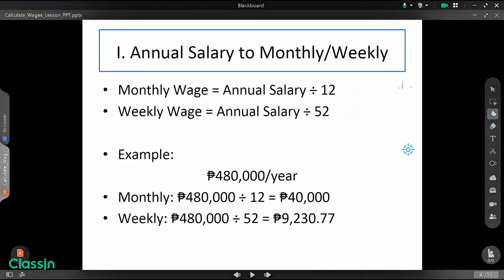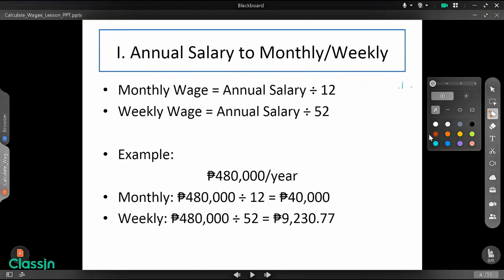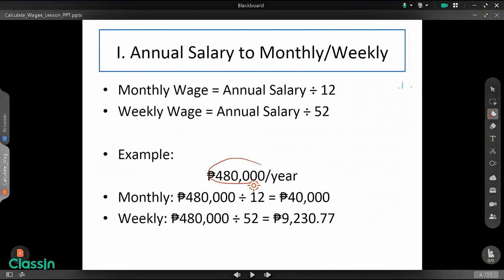Let's proceed with an example. Imagine your annual salary is 480,000. So let's calculate your monthly wage. 480,000 divided by 12 is 40,000. For weekly wage, 480,000 divided by 52 is 9,230.77. Okay.